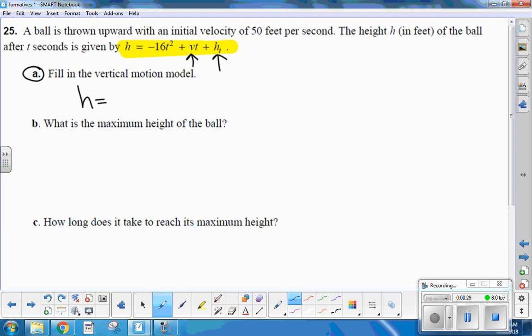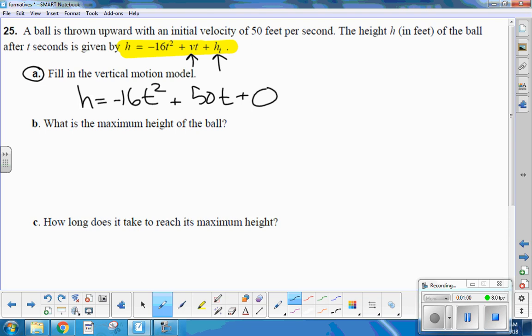So the height of the ball can be modeled by negative 16t squared plus the initial velocity of 50 feet per second times t, plus the initial height. Well, a ball was thrown upwards with an initial velocity. It did not tell us where the ball was thrown. So most likely the ball would be thrown from maybe 3 feet, 4 feet, 5 feet, 6 feet high. In this case, it didn't tell us, so we're going to assume it's 0. I won't do that to you on a test. Okay, I'll give you that height for sure.